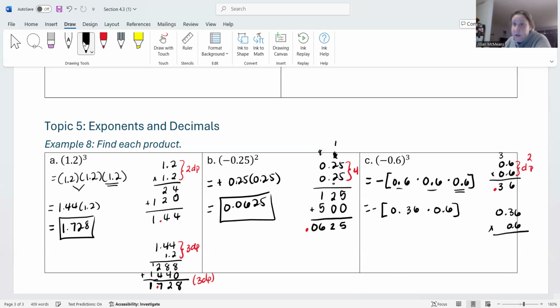So let's do 0.36 times 0.6. So 6 times 6 is still 36. So I keep a 6 and I carry a 3. Now 6 times 3 is 18, plus 3 is 21. So I keep a 1, I carry a 2. 6 times 0 is 0, plus the 2 I carried is 2. Now looking at my factors, I have 3 decimal places, which means I need 3 decimal places in my answer. Okay, so remember, because we have this negative right here and this odd exponent, it's going to make the whole product negative. So our final answer is negative 0.216.